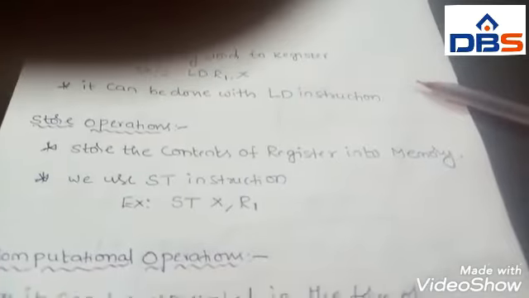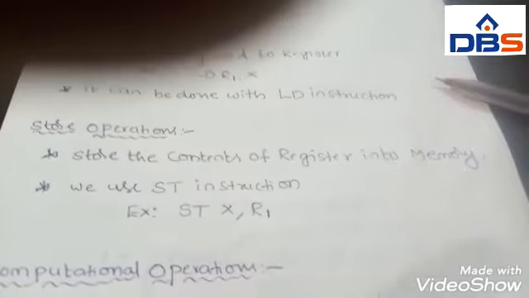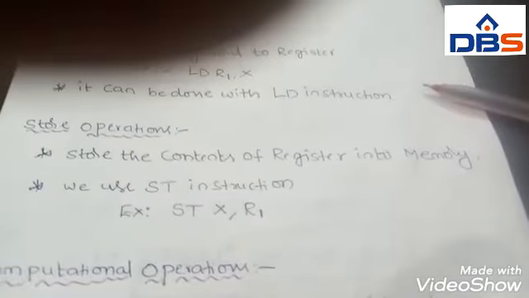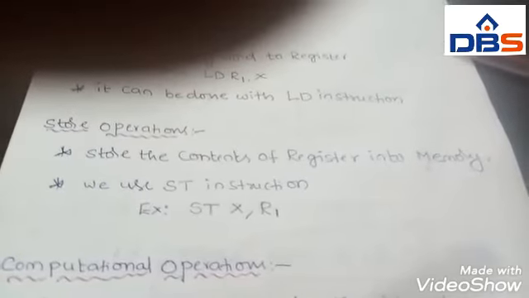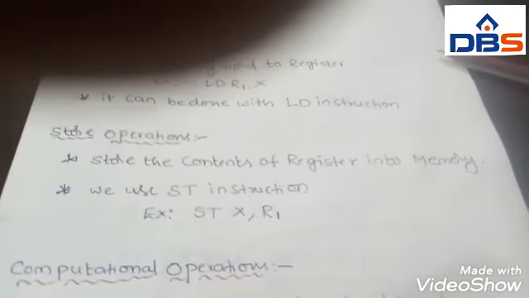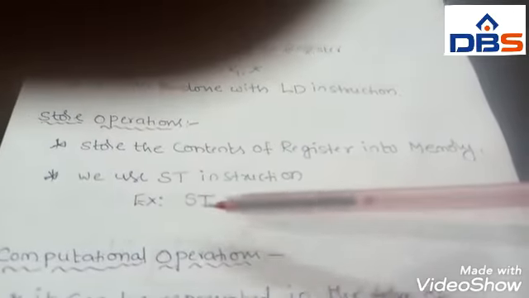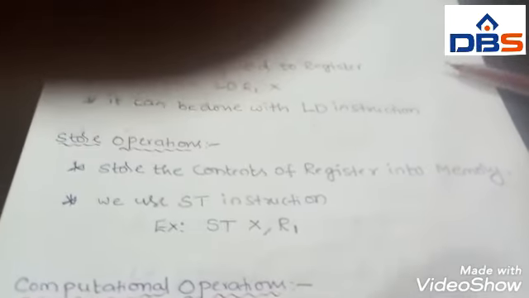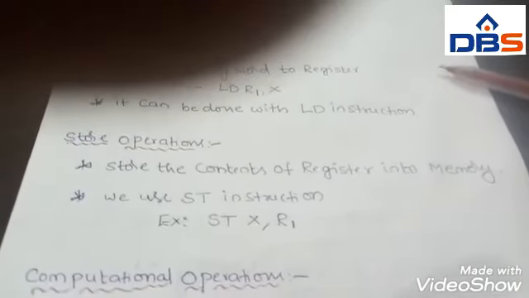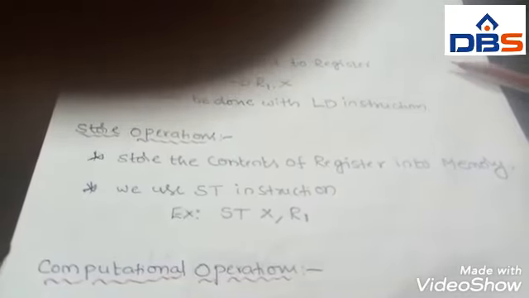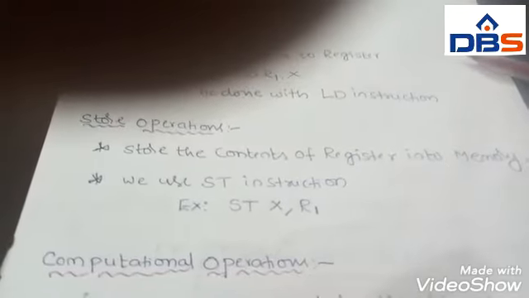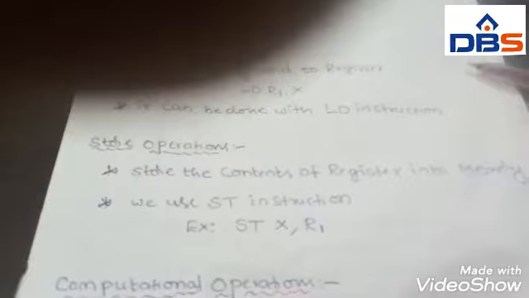Coming to the second one, store. Store is nothing but storing the content of a register into memory. That is, store register to memory. Storing is done with the help of the ST instruction. See, ST X, R1. The first argument is the destination argument. It stores the contents of R1 to memory X, that is, store the value in register R1 into location X.